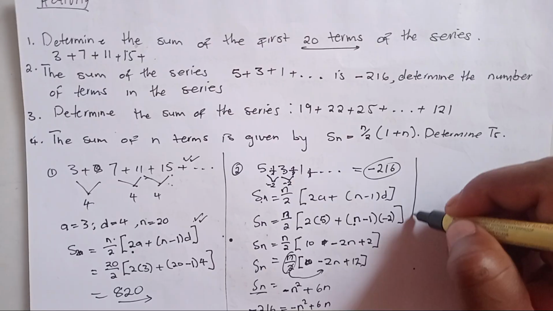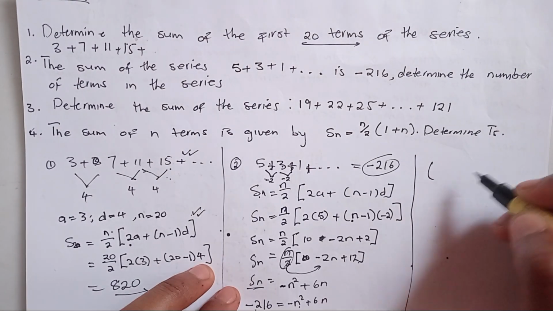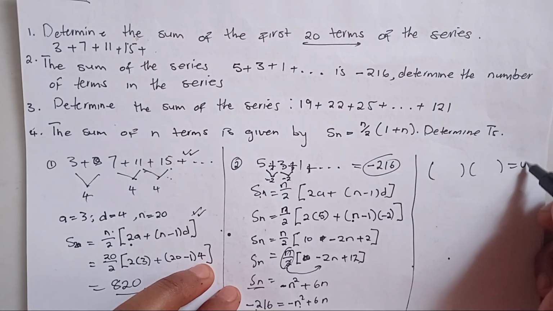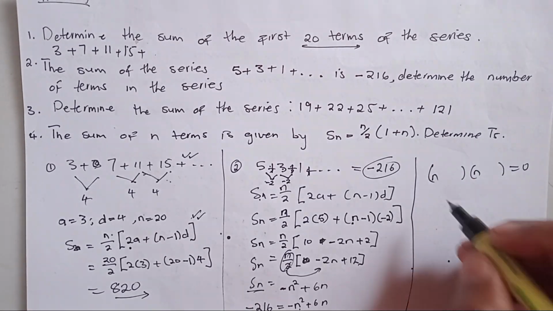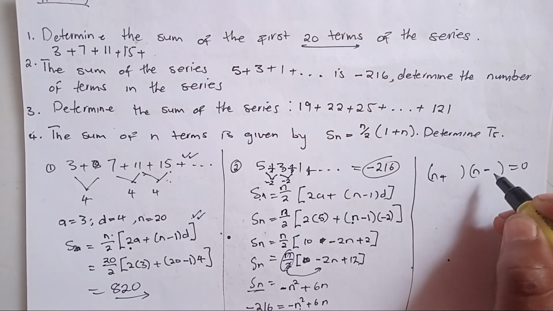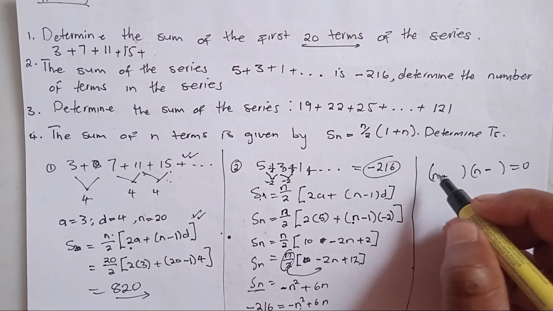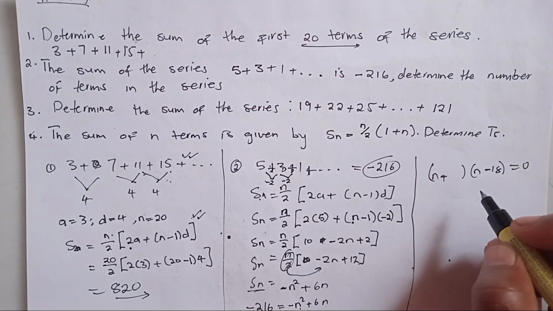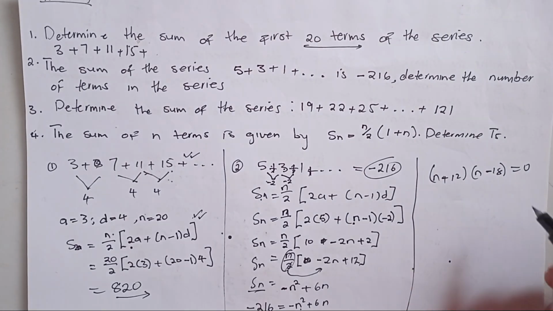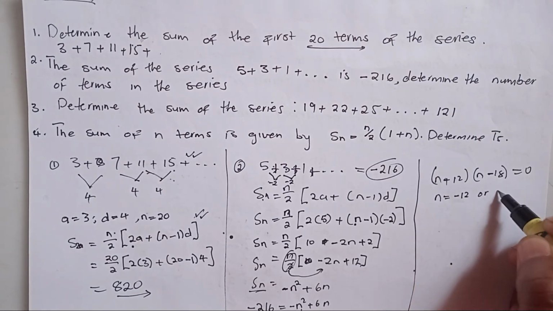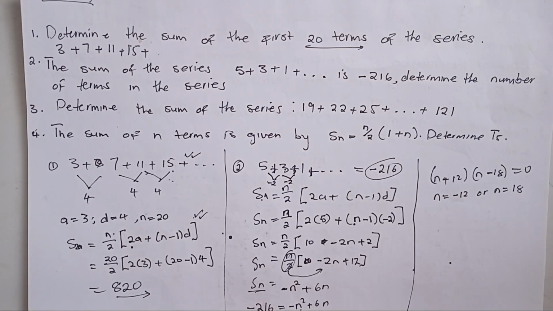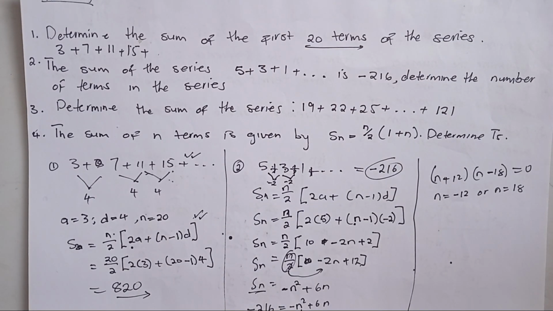Now we're going to factor everything out. If you don't know how to factor everything out here, you have to just go straight for the quadratic formula, and then it will give you factors. We have n, the signs will be different, plus, minus, and then we're going to have minus 18, and plus 12. So n is going to be equal to minus 12, or n is going to be equal to 18.